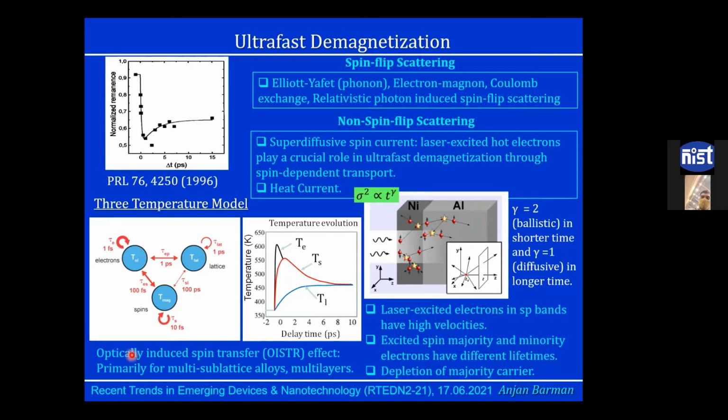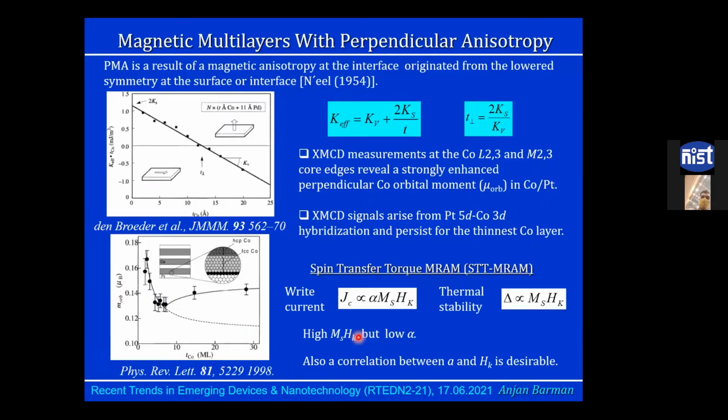More recently, another theory came up where optically induced spin transfer effect has been considered to be the primary effect for multi-sublattice alloys and multilayers. So it's a very, very rich field. We studied these magnetic multilayers with perpendicular magnetic anisotropy, and this is also a very interesting system.